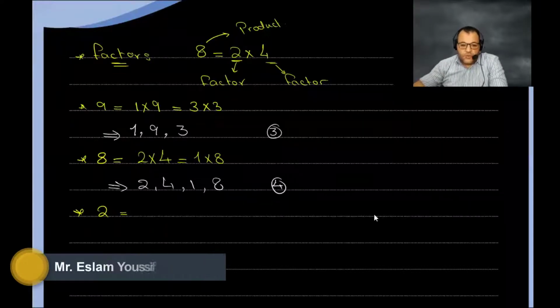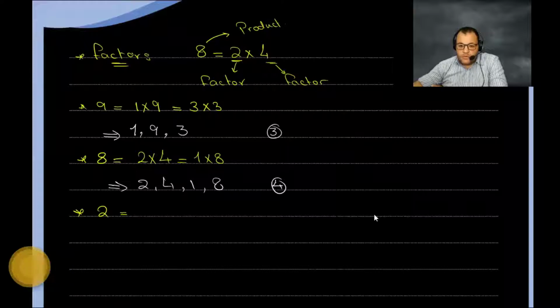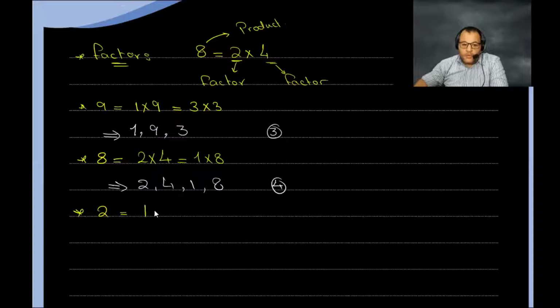What is the factor of 2? I need the factors of 2. No one knows the answer? The factor of 2. Malik. 1 times 2.